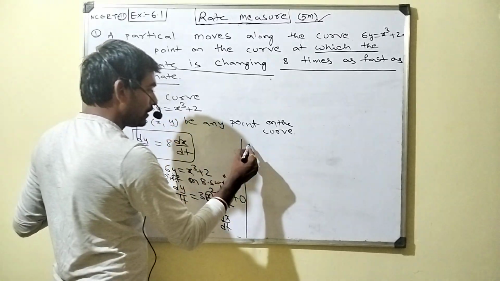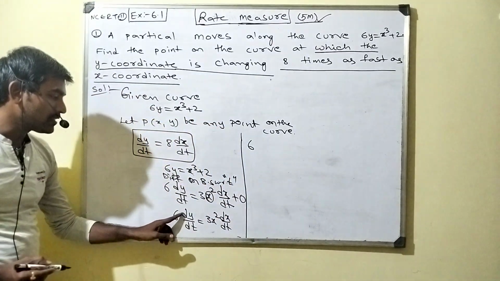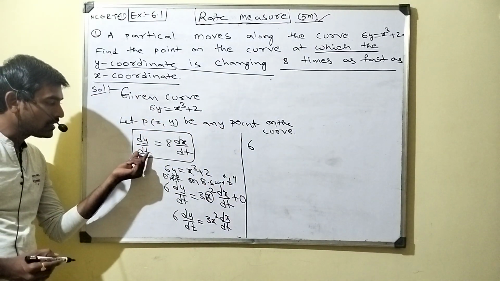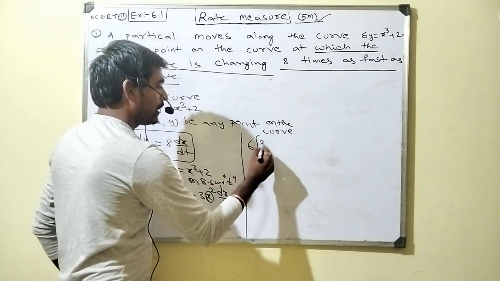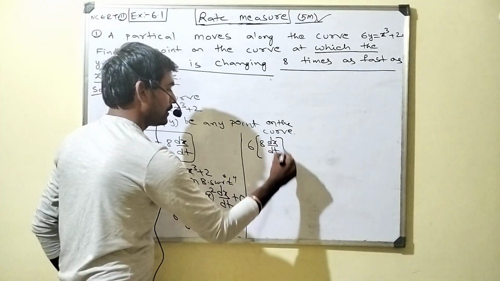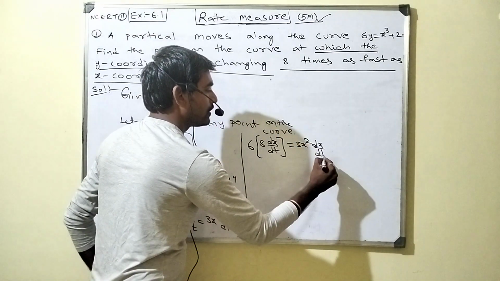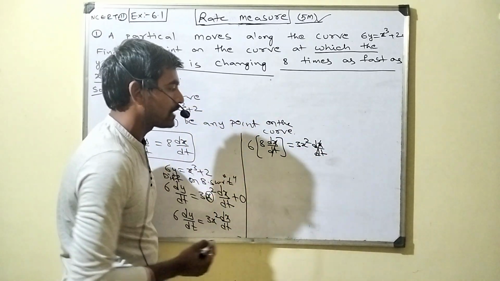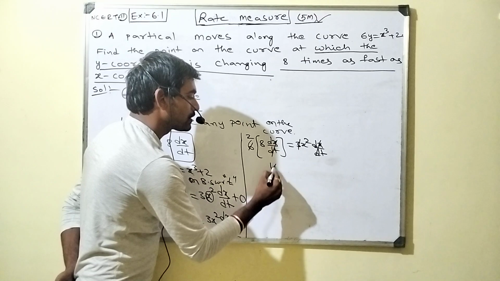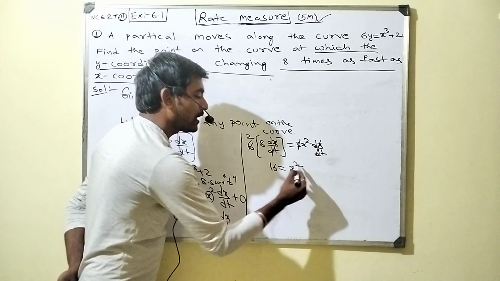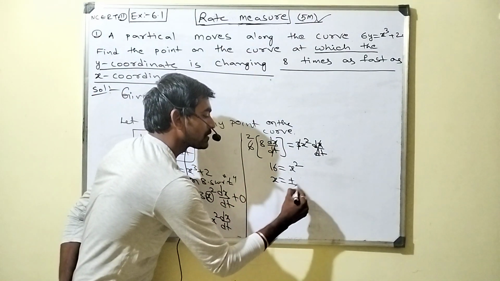Now you can tell me what I can write. You already know what dy by dt is from the given data: 8 into dx by dt. Let me replace it: 8 into dx by dt is equal to 3x square into dx by dt. dx by dt cancelled. 3 2s are 6, 2 8s are 16. What is remaining here? x square. x square is 16. Then what is the value of x? Plus or minus 4.